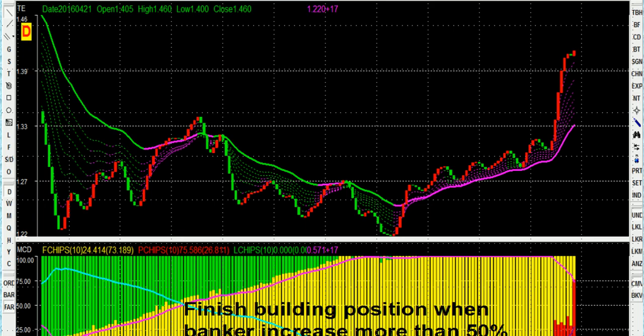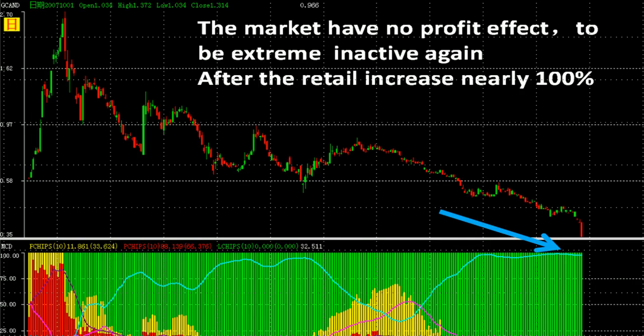Okay. So we see here, the market has no profit effect. You can see the green column is above 50, so there's no profit effect. If you buy here, you will lose money. If you buy here, you also lose money. So after the retailer increases nearly 100%, buy or not? No. This is the frozen area. So let's see some examples.